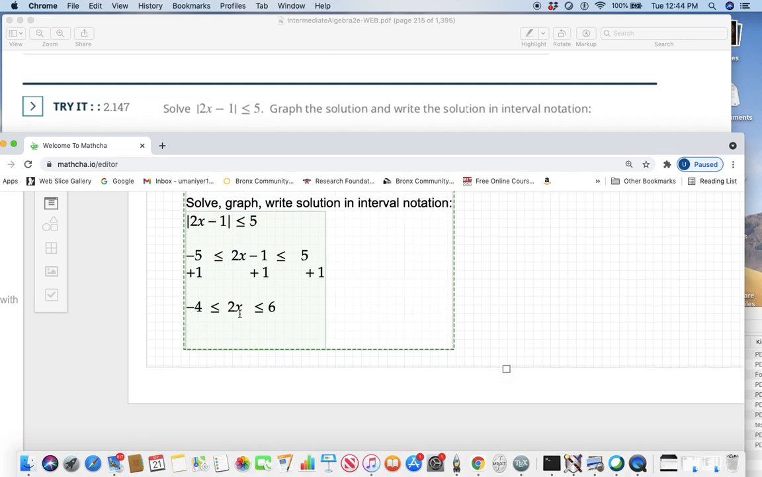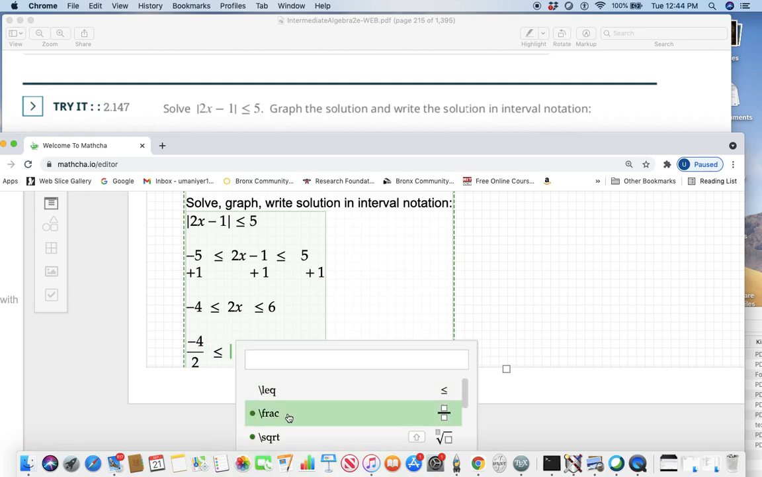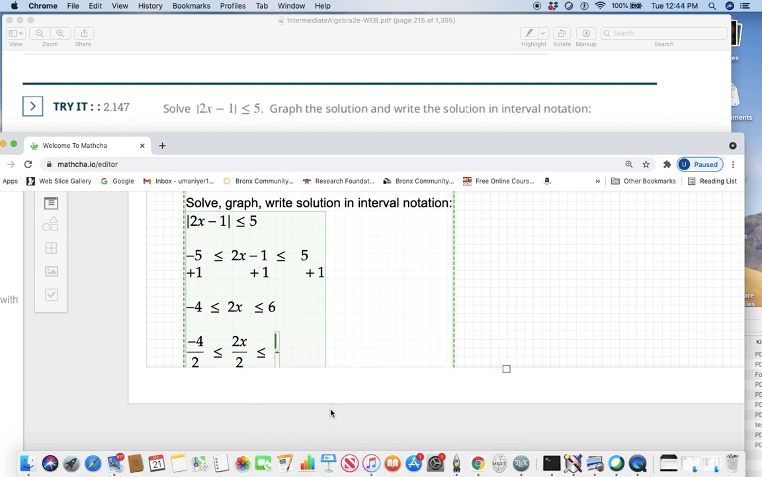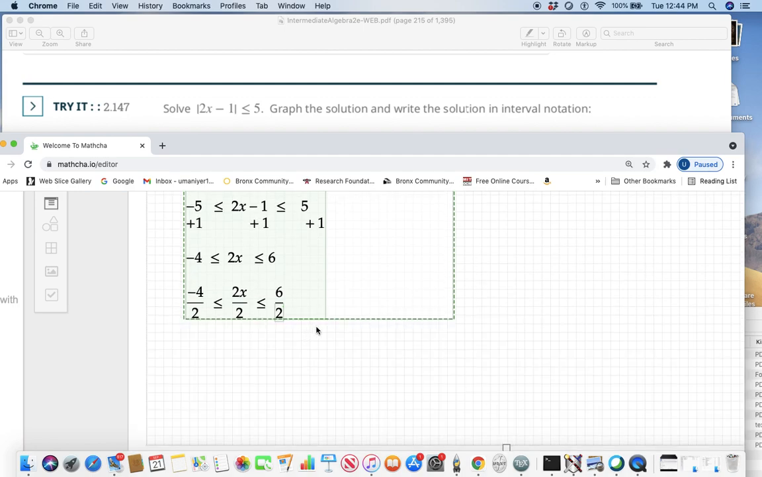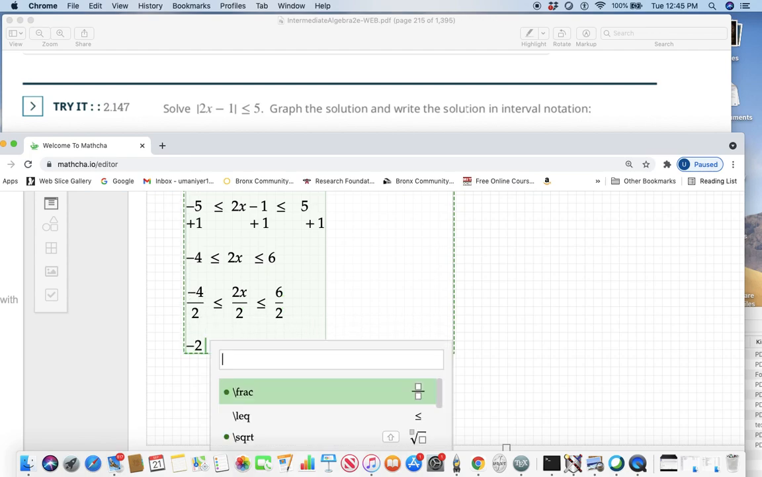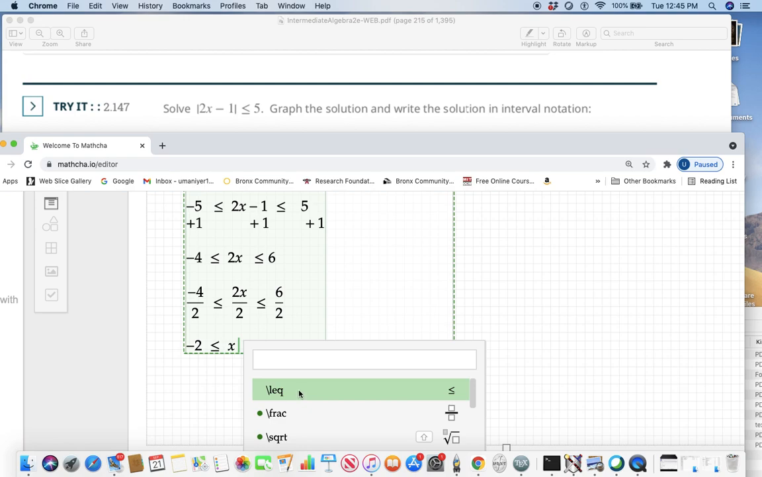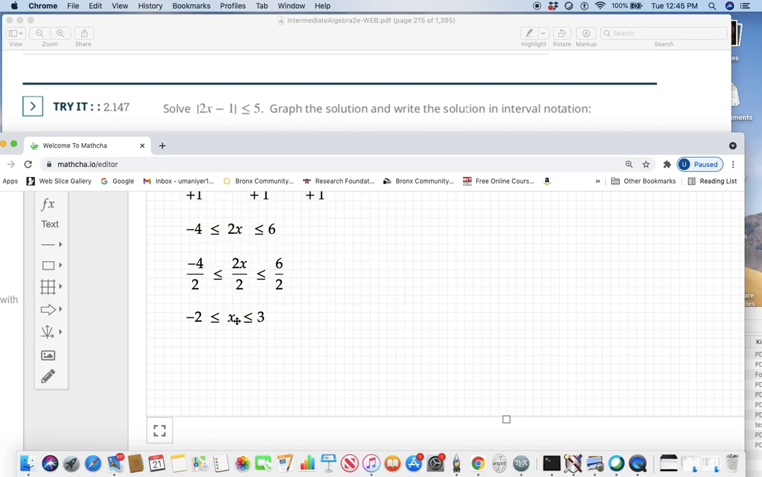Now, goal is to solve for x. So, divide by 2. So, that's a fraction. Negative 4 by 2 less than or equal to fraction 2x over 2 less than or equal to fraction 6 over 2. Once you see this, now you can see how to simplify. Negative 4 over 2 is negative 2 less than or equal to 2x over 2, the 2's cancel, x less than or equal to 6 over 2 is a 3. So you have solved for x.